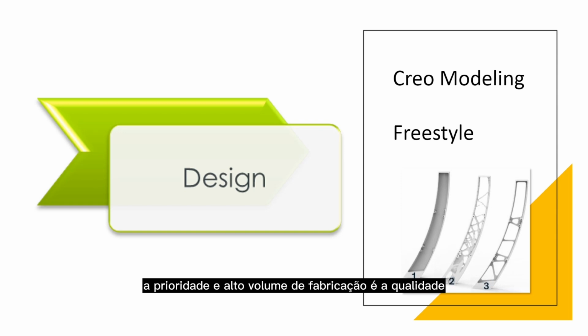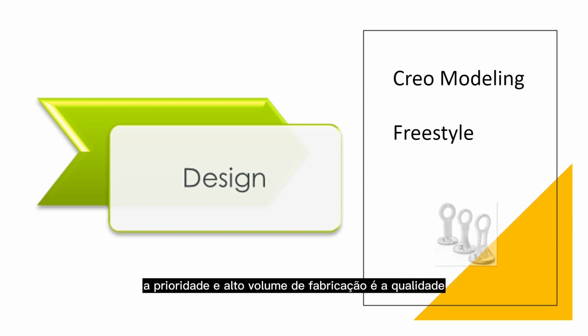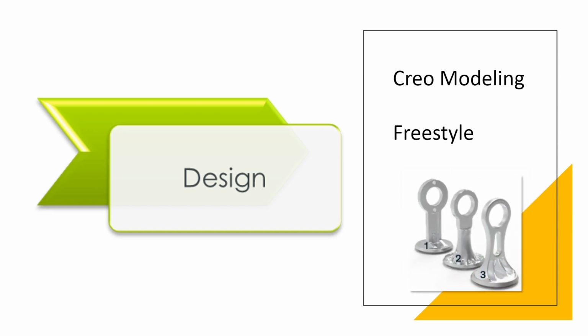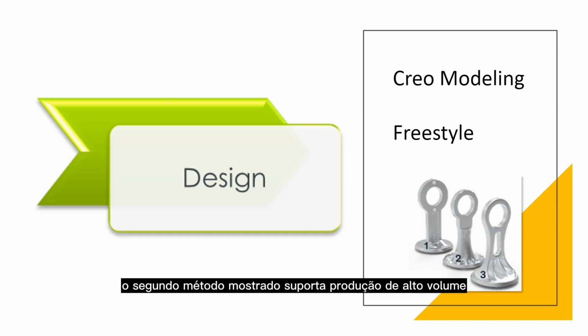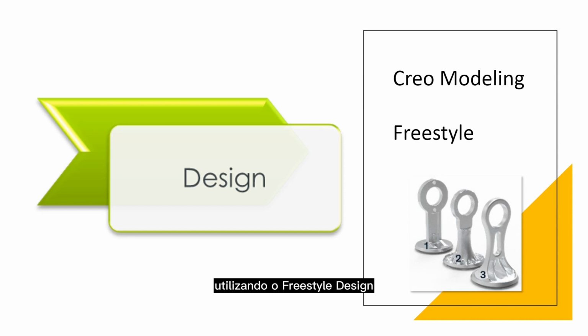The priority in high volume manufacturing is quality and manufacturability. The second method shown supports high volume production using freestyle design to model the geometry that can be machined using 3 or 5-axis machining. The third method also supports high volume production. Traditional CAD construction techniques are used to support NC machining or die casting. Let's take a look at the demo.